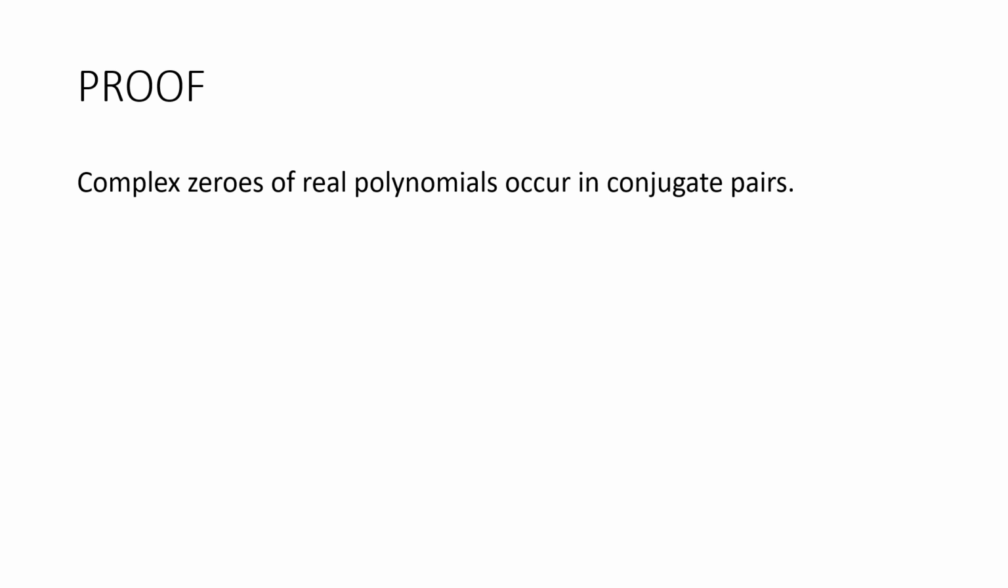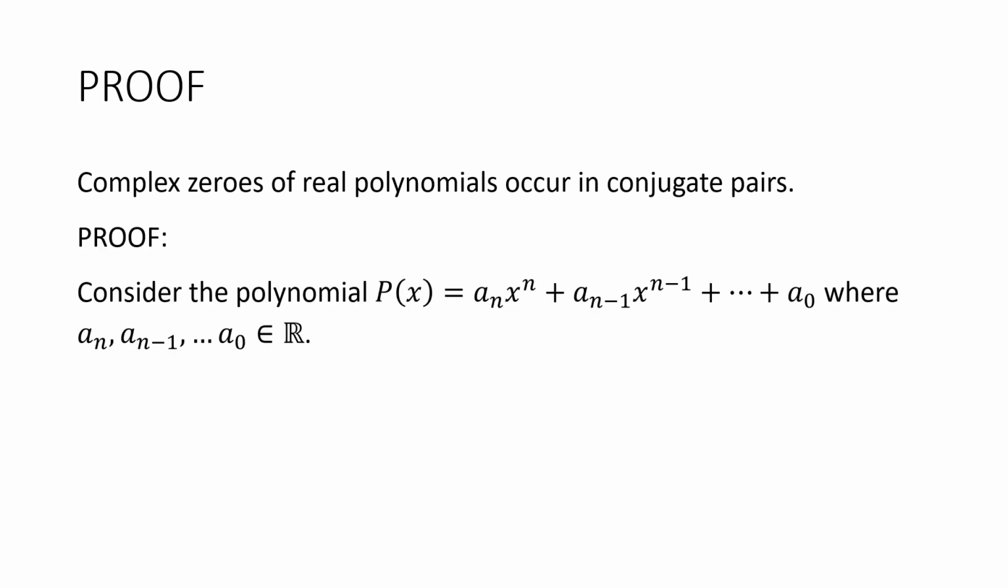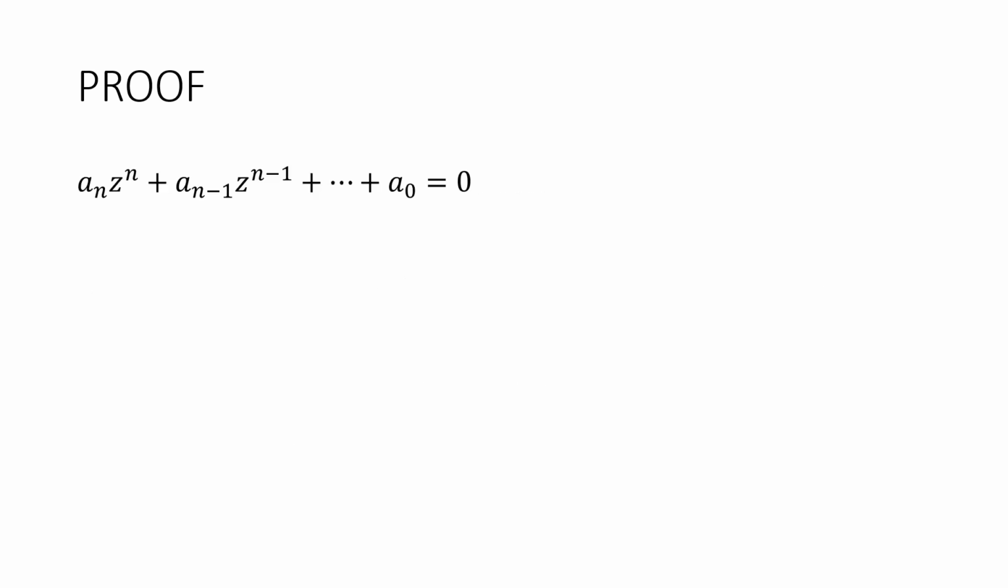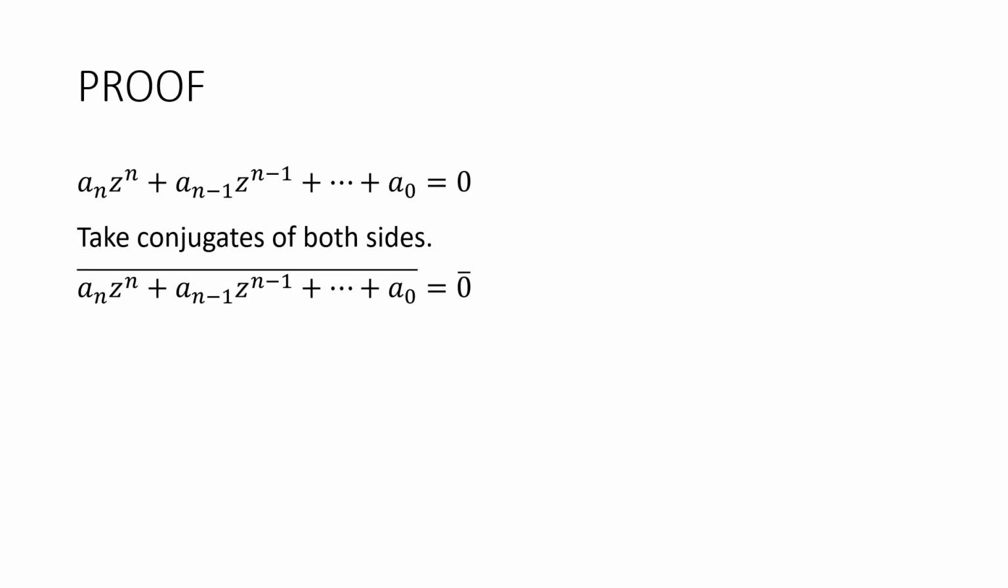So now let's look at the proof. Consider the polynomial p of x where all the coefficients are real. Let z be a root of the equation p of x is equal to 0. Therefore, p of z must be equal to 0. I'm going to take conjugates of both sides, like this. And remember that the conjugate of a real number is the real number, so that's just 0.